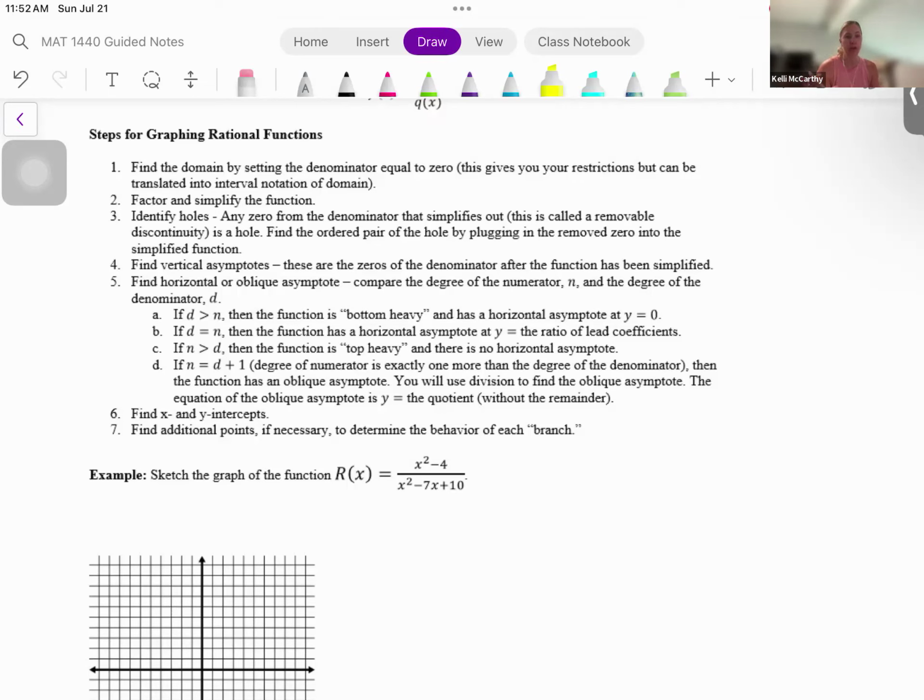Everything else that we do for graphing this rational function can be done from that simplified version of the function, with the exception of finding the domain. The domain has to be done before you start simplifying.